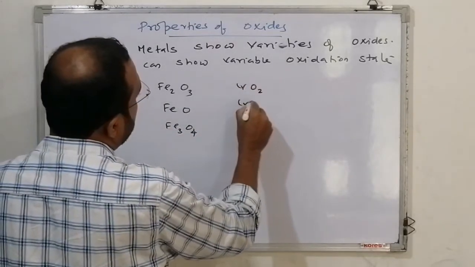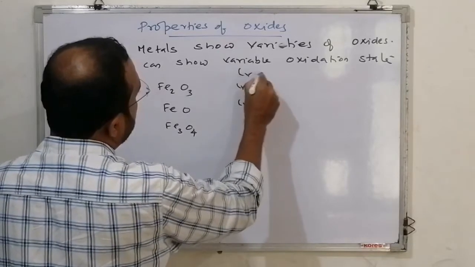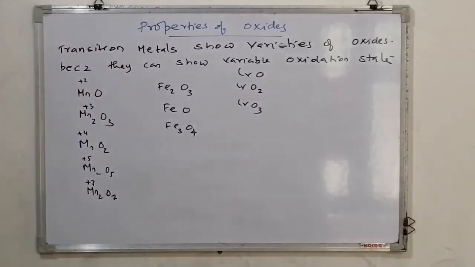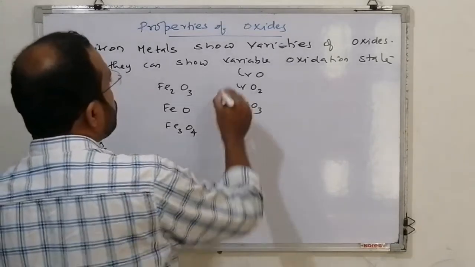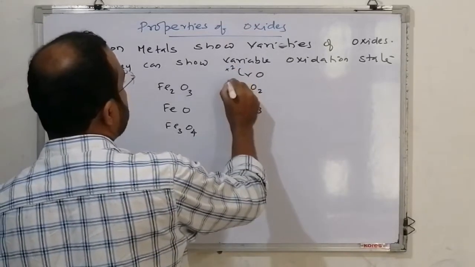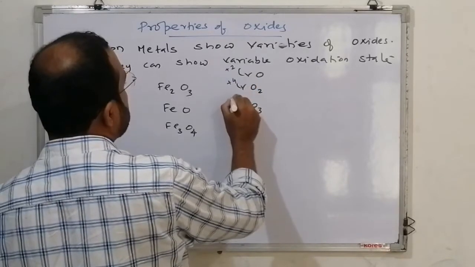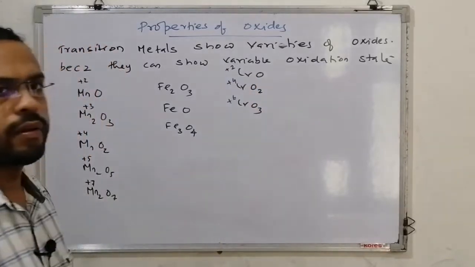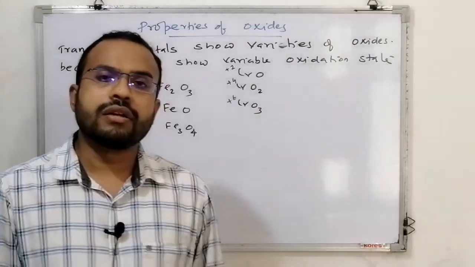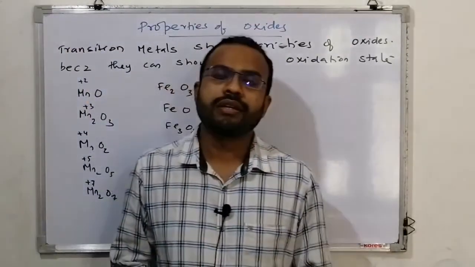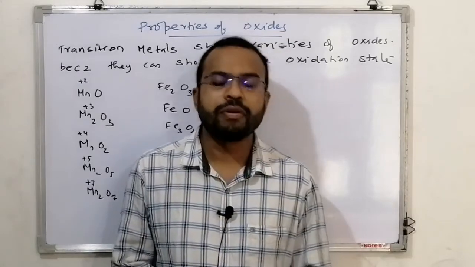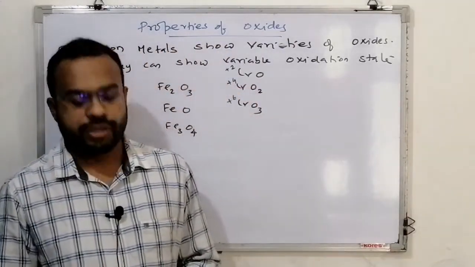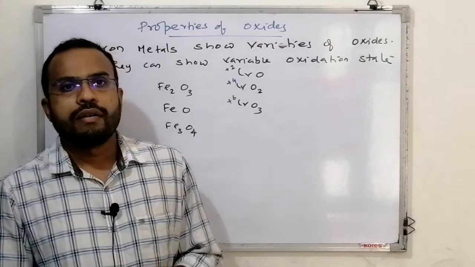CrO2, CrO3, CrO. Here it is +2, +4, +6. This is another feature of transition metals that shows this type of oxides.